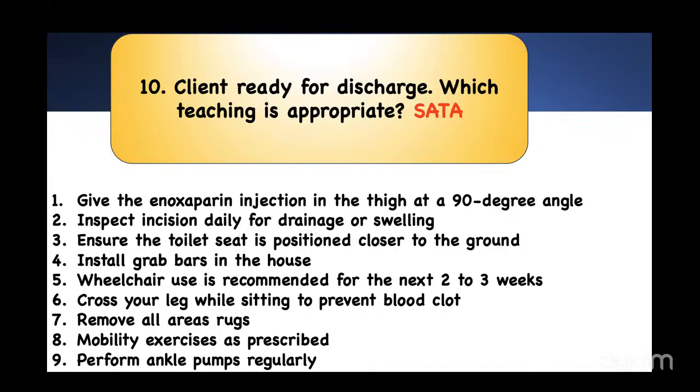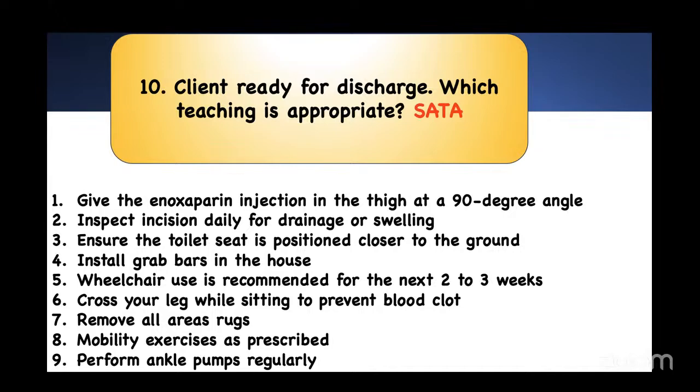The first one is a trap. It's a concept. Enoxaparin is injected subcutaneously. Sub-Q injection is not 90 degrees, right? Unless the patient is big, obesity, right? Usually 45 degrees. But even if I want you to do that, not in the thigh either, right? There's not a bunch of fat in your leg. Most of the time, where is there a lot of fat? It's subcutaneous. Injecting it in your thigh at 90 degrees is going deep into the muscle. It's not an intramuscular injection. Inspect the incision daily for drainage is good.